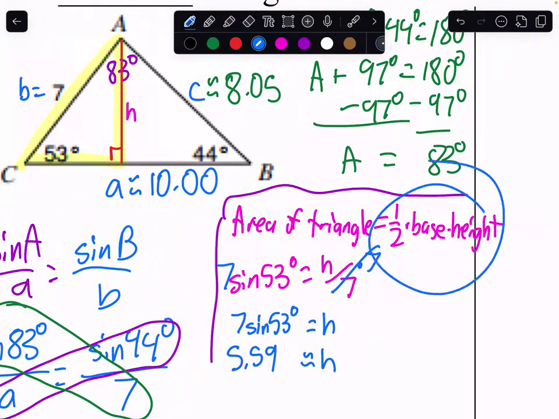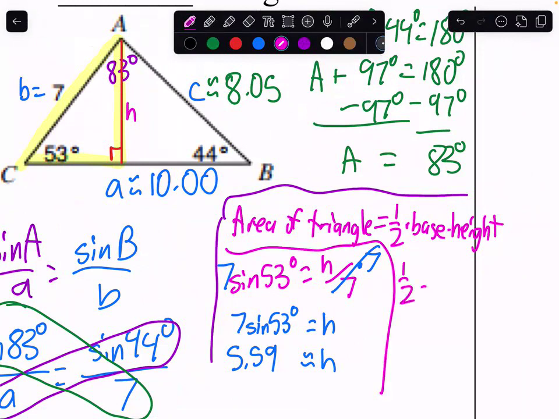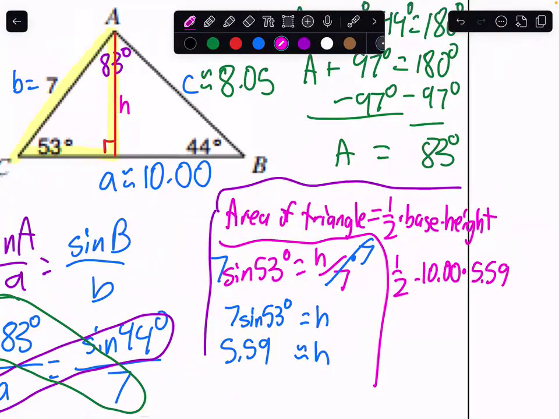Okay, so now we can use the area formula. Now base you've got to be careful about, right? The base is the one that forms the right angle with the height. So here the base is 10.00. And the height we just figured out is 5.59. So 1/2 times 10.00 times 5.59 is 27.75. And I'll just say units squared.